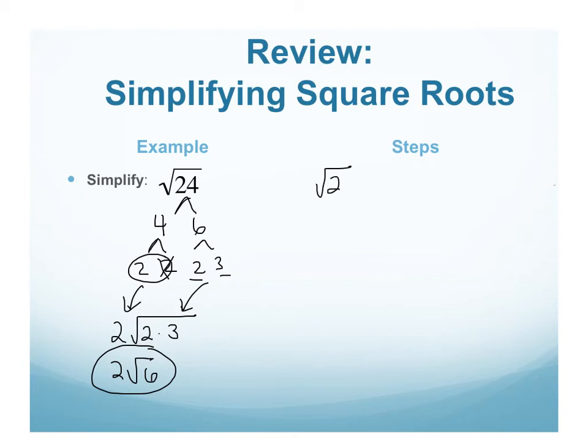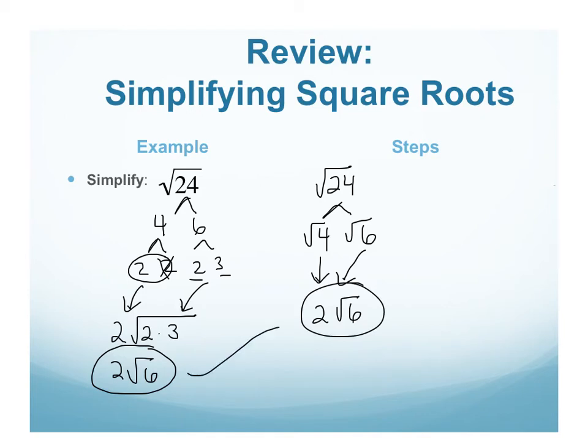Okay, so the other way is to look for a perfect square. So what perfect square goes into 24? You have to think about all those numbers we wrote down at the beginning. 24 is 4 and 6. What is the square root of 4? Well, the square root of 4 is 2, because 4 is 2 multiplied by 2. I can't simplify root 6 anymore, so it becomes 2 root 6.